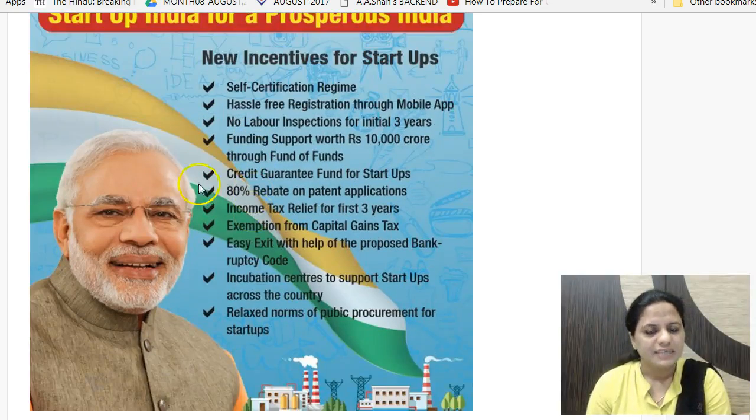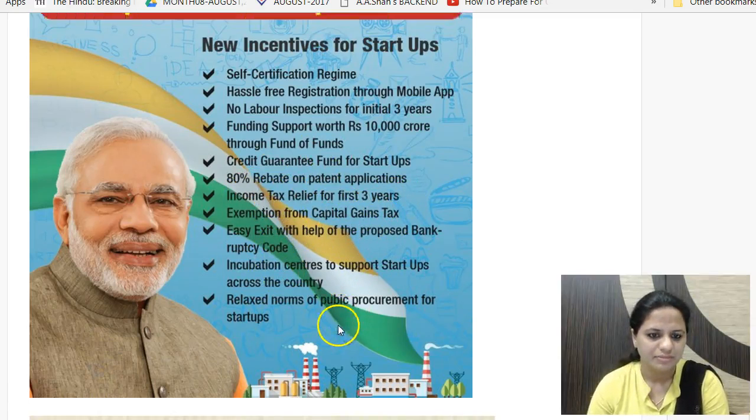Then this is regarding Startup India, where startups were promoted in the country. Various provisions were given for them too. This we have discussed twice or thrice in the last 2 months also. So no labor inspection for 3 years, self-certification. Then even a fund of funds has been created to support the startups in the country. Then even income tax relief, capital gains tax exemption. So all these provisions are there.